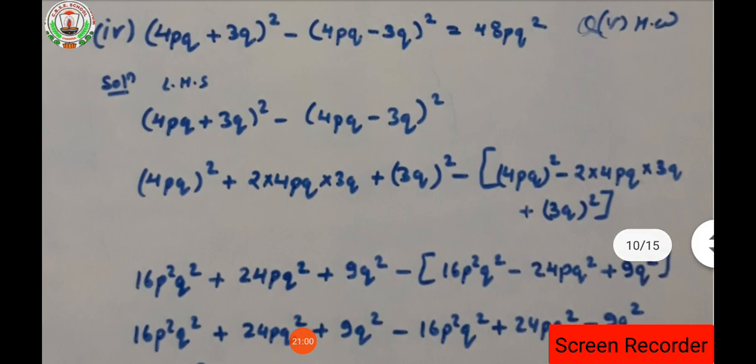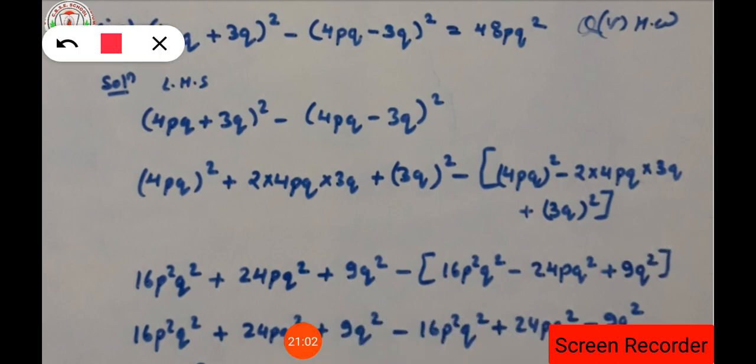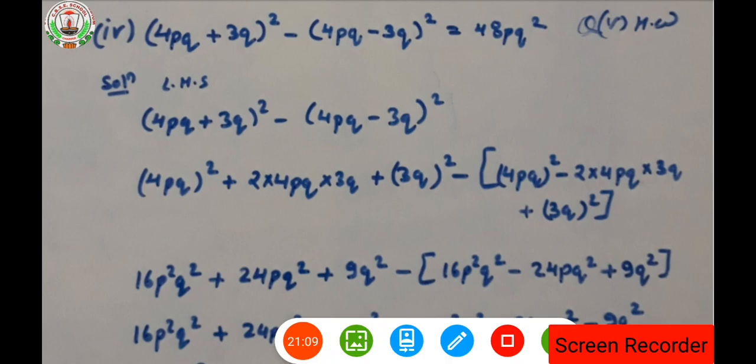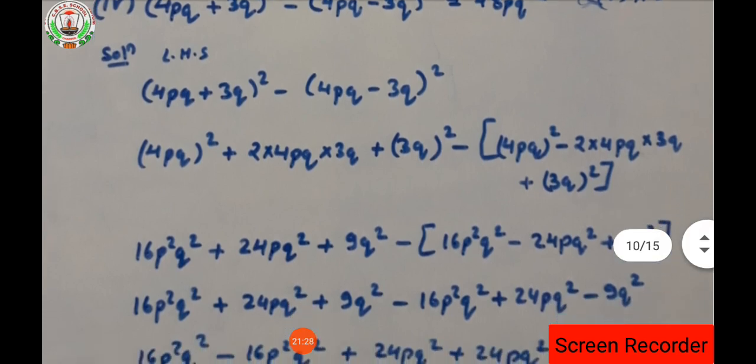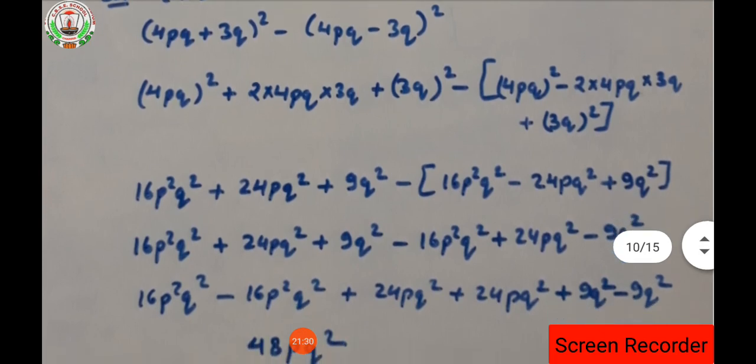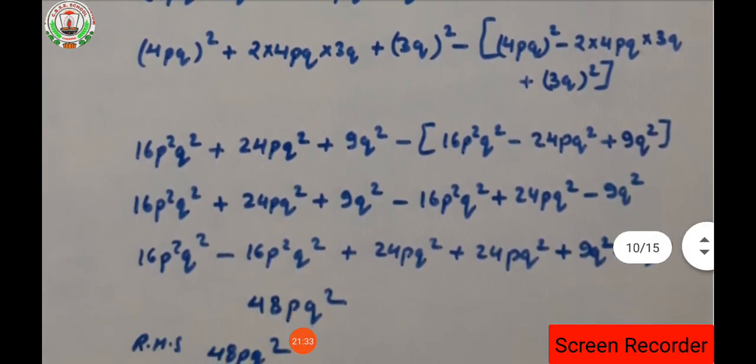Question number 5 is your homework. Clear? Here I had written that question number 5 is your homework. So again here LHS and RHS. In the RHS part only 48p square is there. So no need of solving the RHS. While solving the LHS part, we will get the answer 48pq square. So here are the solutions present on the screen. Just go through the solutions. If any doubt is there, please ask me through my WhatsApp number. Clear everyone?